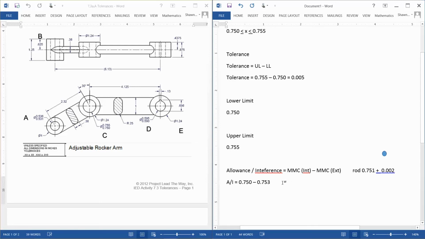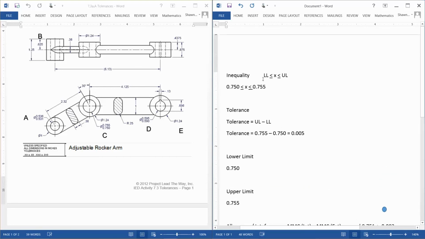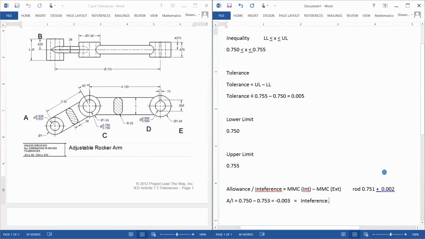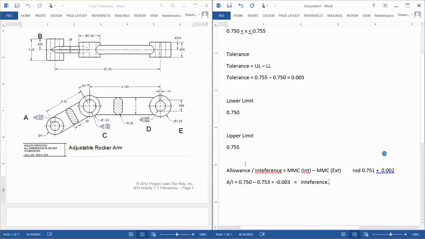At any rate, we get 0.003, and that is a negative number. So what does a negative number infer to us? We have interference. All right, so we've done a little review here again today: how to write the inequality, how to find the tolerance, the lower limit, the upper limit, and our allowance and interference.